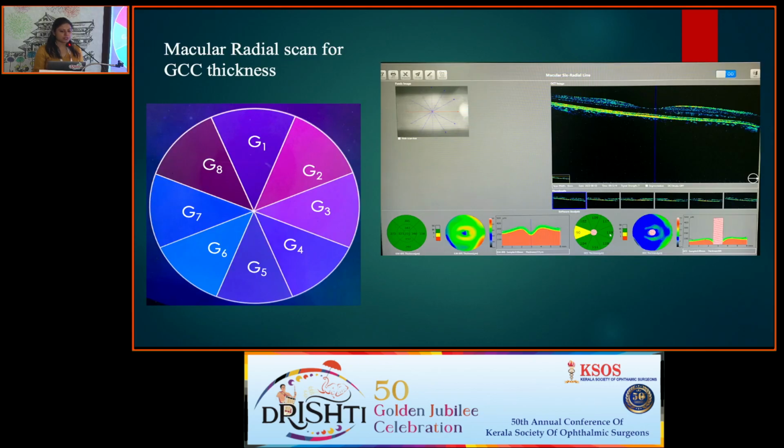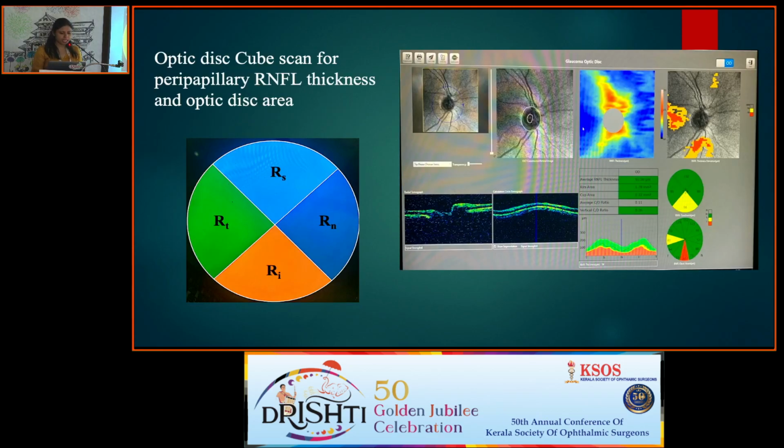This was a macular radius scan for GCC thickness starting from G1, that is the superior sector, till G8 going clockwise, G8 being the superotemporal sector. Also, an optic disc cube scan was used for peripapillary RNFL thickness in various quadrants: superior, nasal, inferior, temporal, and also optic disc area from the scan.